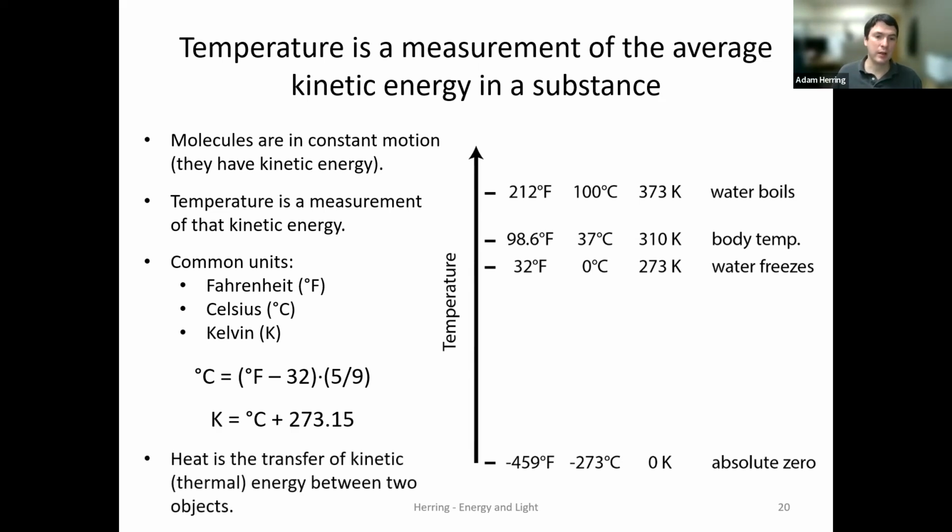So let's work on a problem here in just a moment, but the last thing to mention is heat. Heat is a form of kinetic energy, and it transfers between two objects when they're at different temperatures. If you have a substance at a high temperature and a substance at a lower temperature, then heat energy will be transferred from the substance with the high temperature to the low temperature substance until they are at the same temperature. We call that thermal equilibrium.